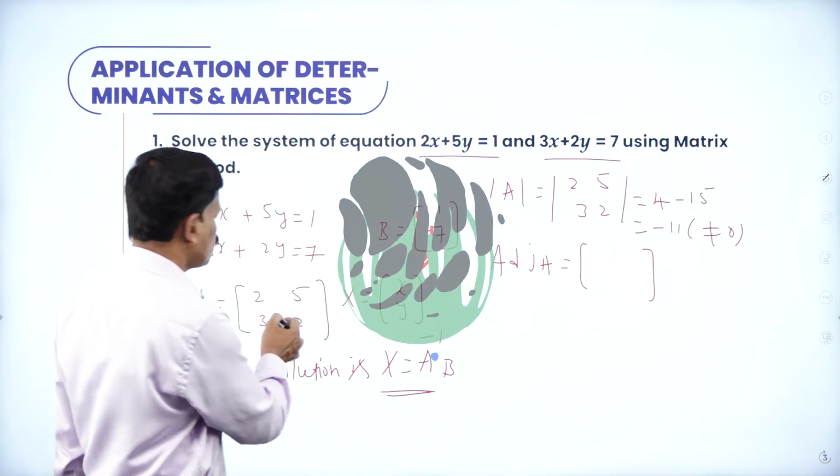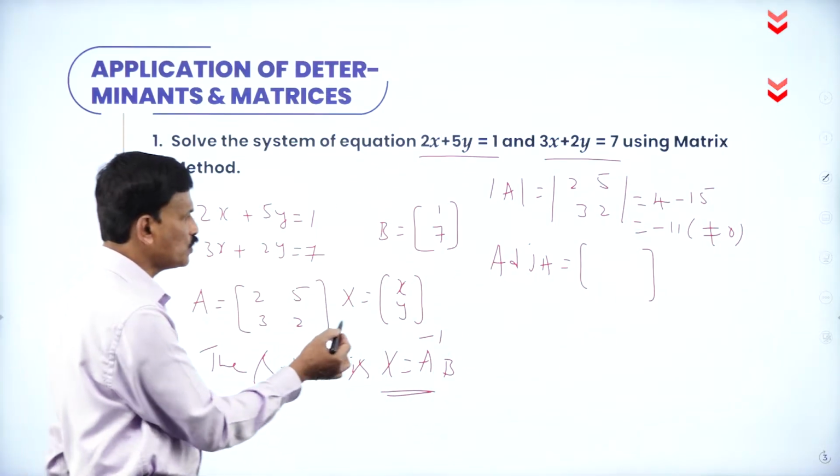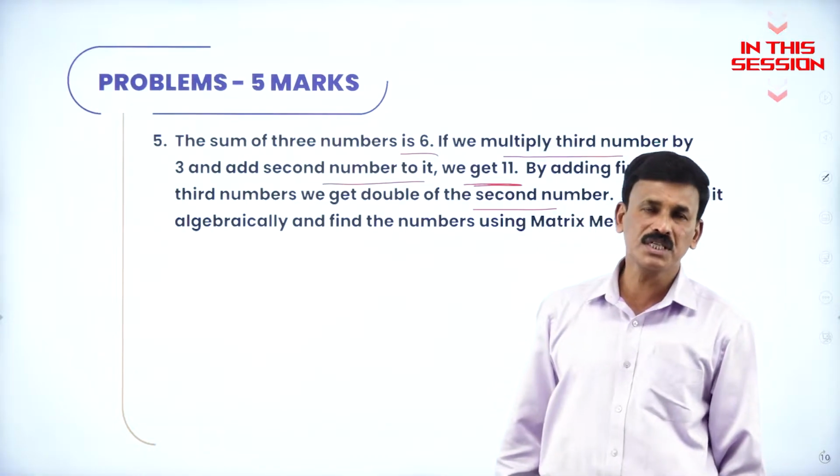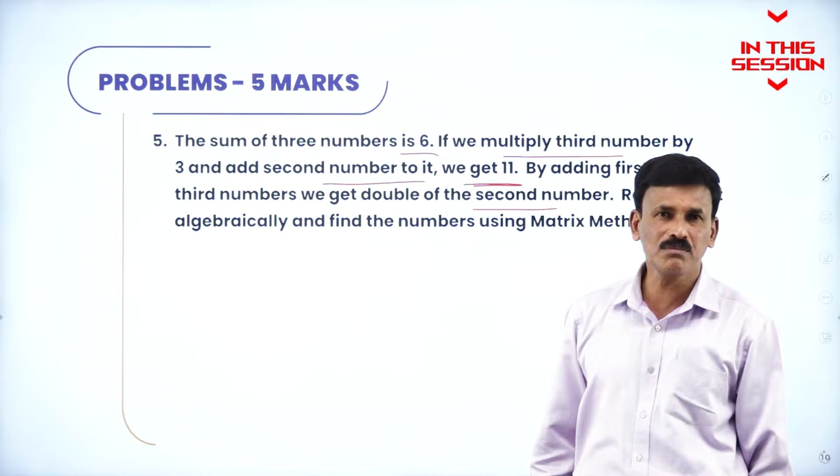Adjoint of the matrix is obtained by interchanging the diagonal elements. 2 and 2 will remain the same. It won't change. We have to formulate this equation, and this equation can be solved using matrix method.